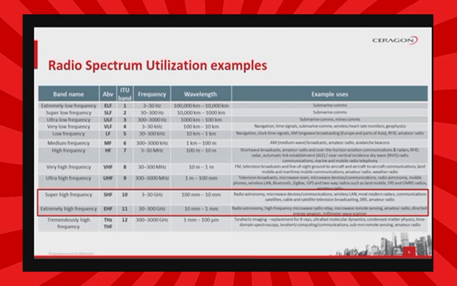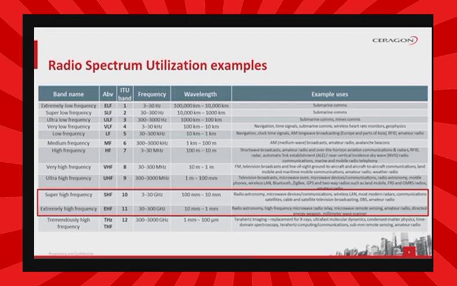GHz, a wavelength from 1 cm to 1 mm, and is used for radio astronomy, high-frequency microwave radio relay, microwave remote sensing, amateur radio, directed energy weapon, millimeter wave scanner. These are the millimeter waves.